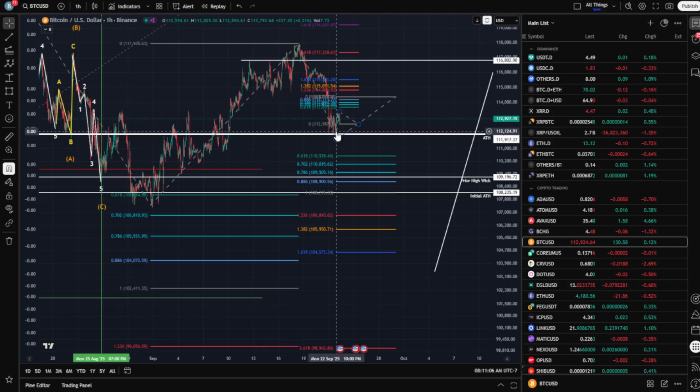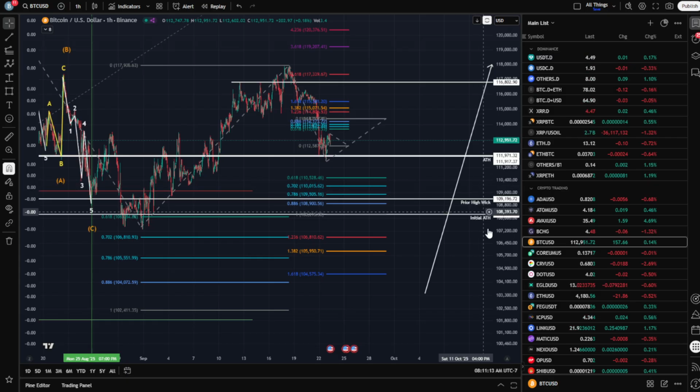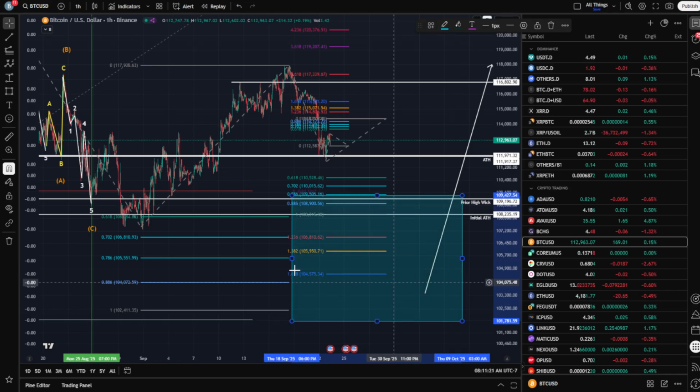But the 5 waves is in, so this would be a corrective move to the upside, and then one more liquidation down. Question is, will we stop out at prior highs, initial highs, or where are we going to land? But this is kind of the big pocket area of where we could see Bitcoin fall down to with all of that stuff. So anything in here is still good.